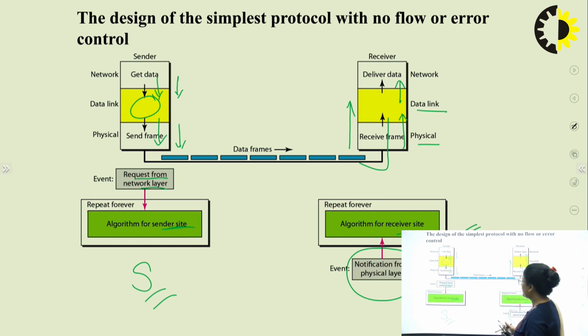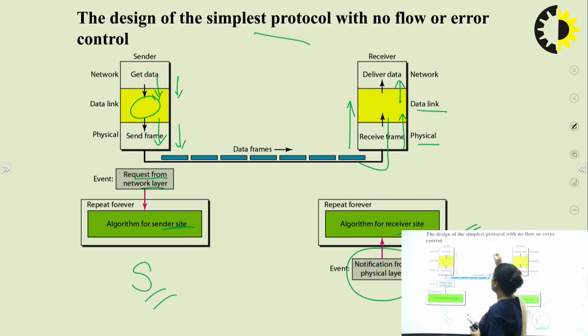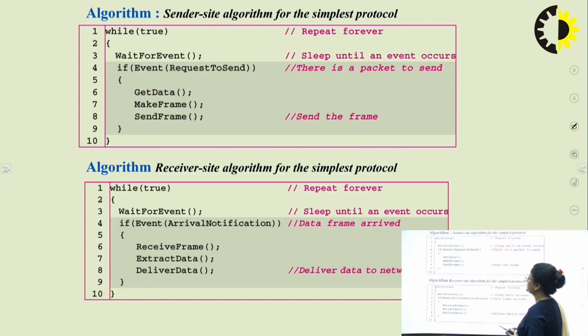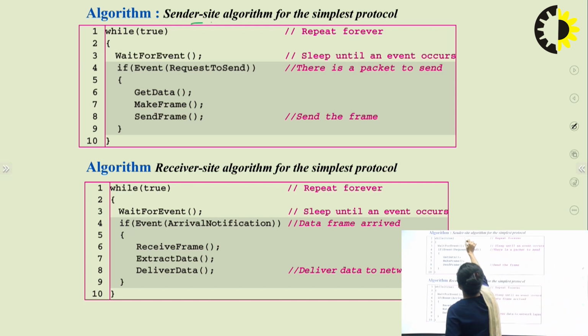And here, since it is a simplistic protocol, we have data frames that are being transmitted in one direction from the sender to the receiver. There is no need to send any acknowledgement signal because we are assuming that the data are being transmitted error free, and we are confident all the data frames that are being transmitted will be received by the receiver. This is the algorithm that is taken care of for the simplistic protocol. We have a sender algorithm, we have the algorithm at the receiver's end.